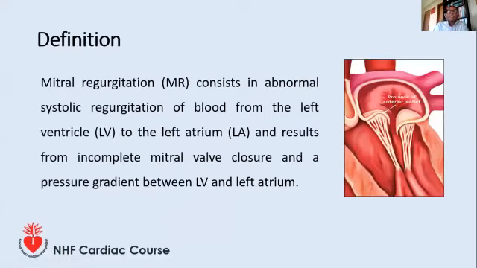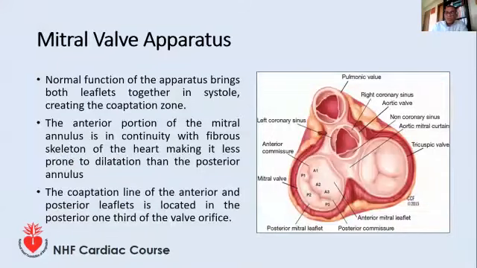Mitral regurgitation occurs due to abnormal systolic regurgitation of blood from the left ventricle to the left atrium, and results from incomplete mitral valve closure and a pressure gradient between the left ventricle and the left atrium. Mitral valve leaflets, mitral annulus, chordae tendineae, and papillary muscles comprise the mitral valve apparatus.